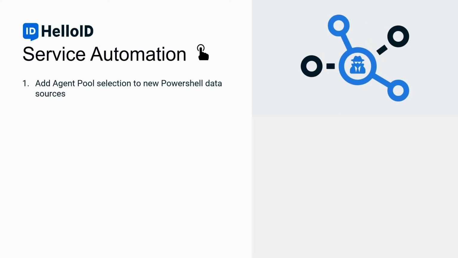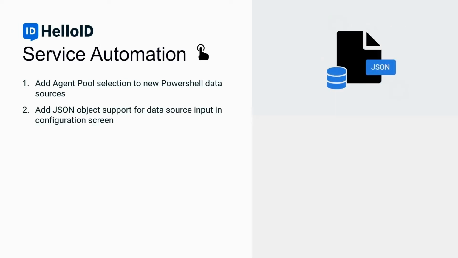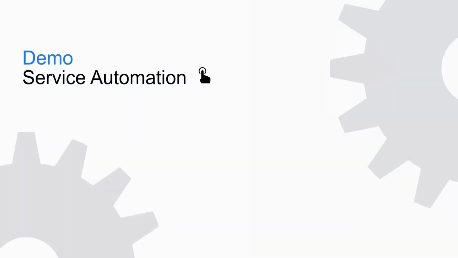With this new feature, you can select the HelloID agent pool that will be used to execute the PowerShell script for this data source. The second item is Add JSON Object Support for Data Source Input in Configuration screen. Now you can change your data source input from text to a JSON object, making it much easier to set up and test your PowerShell data source. Let's demonstrate these new features.